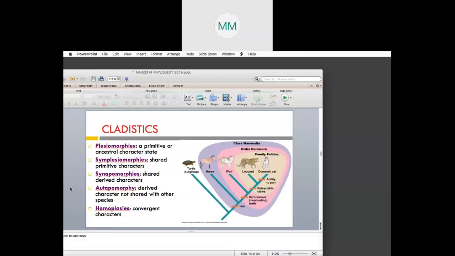Okay, so now let's do a little quiz. Based on these definitions, I want you to explain to me which of these are examples. For plesiomorphy, again, it is a primitive or ancestral character state. Do we have any examples here? Don't forget, another one here is the backbone. So which of these characters are considered a primitive or ancestral character state?